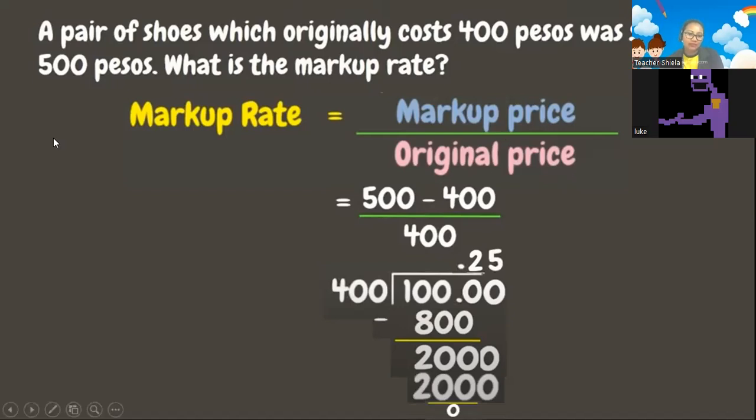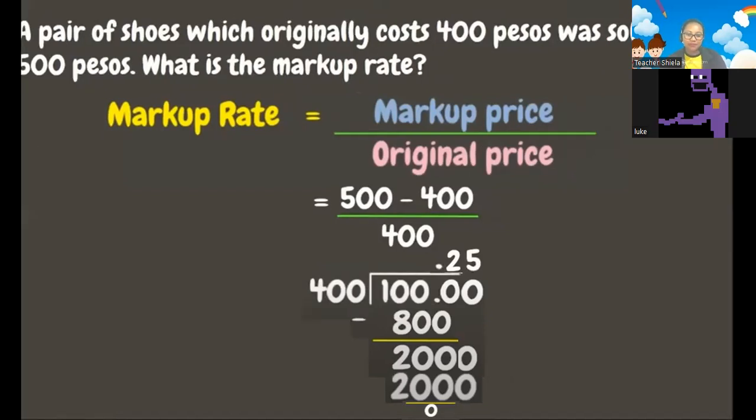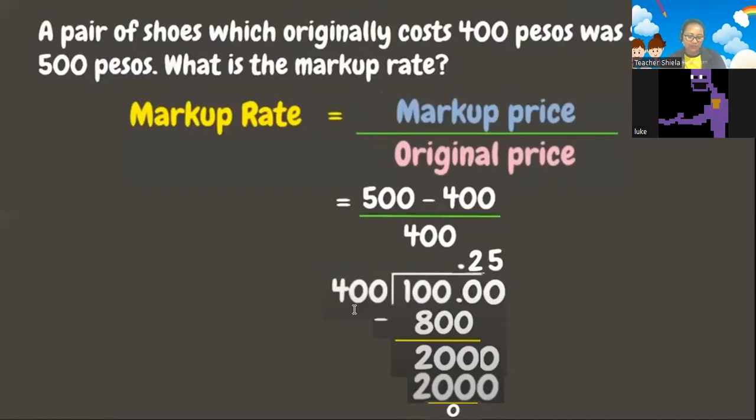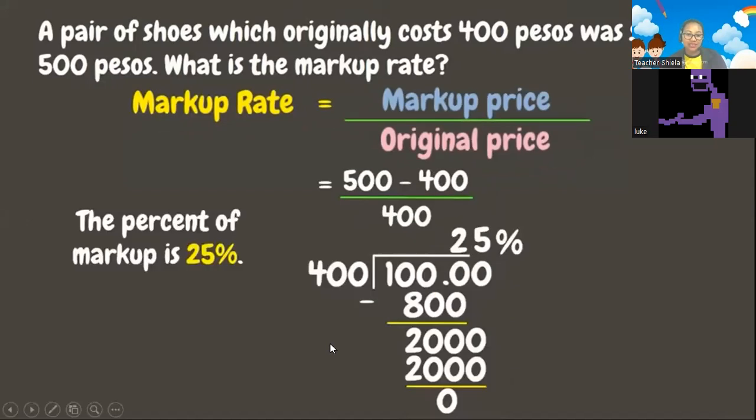So what is the markup rate here? It will be how many... 0.25. Okay, 25%. Remember, we have to remove the decimal point if it is in a percentage. So that's why the answer here, the percent of markup, is 25%. And that is what we call the markup rate.